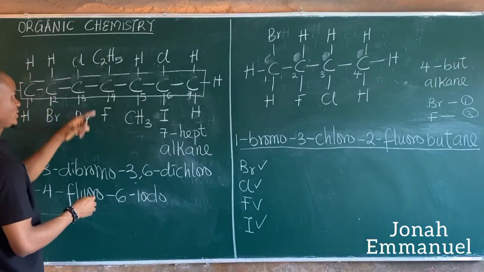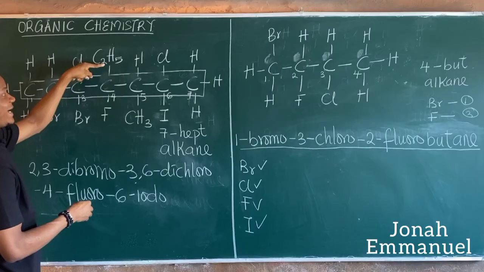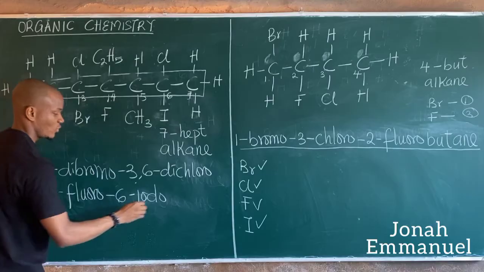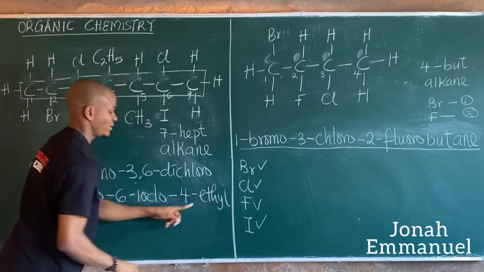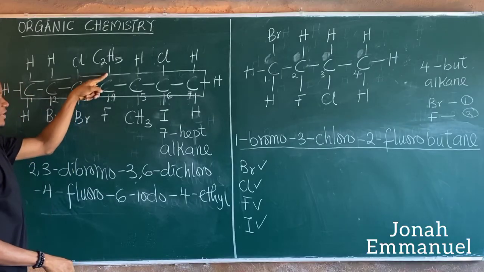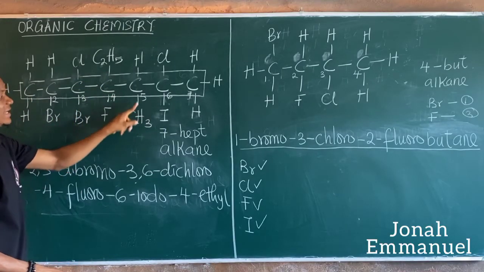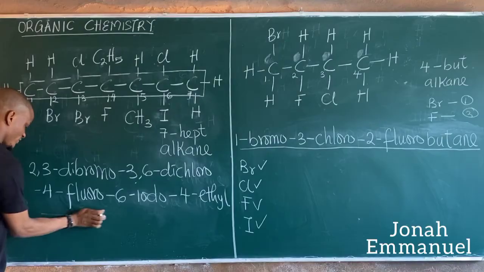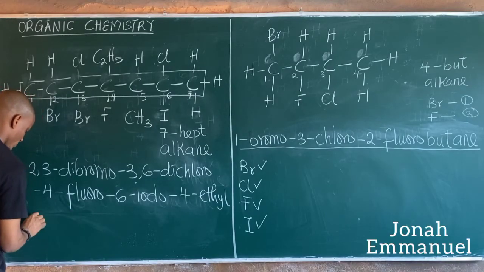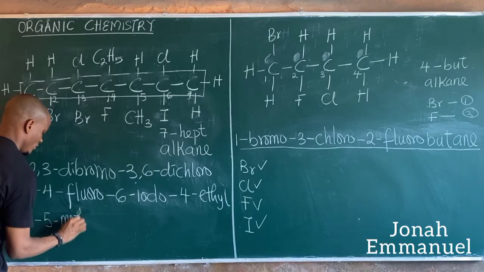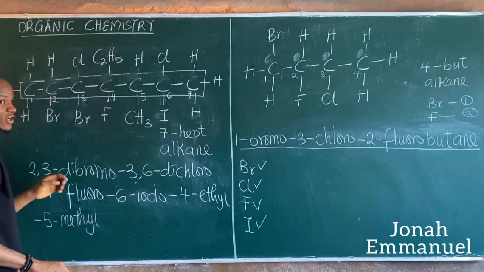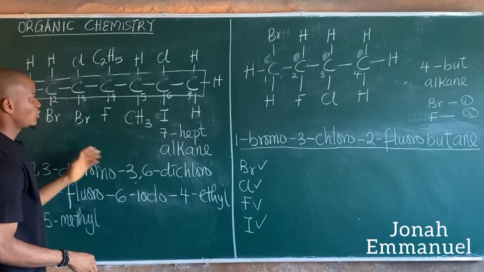For ethyl, this is ethyl here. Ethyl is attached to carbon 4, so it gives you 4-ethyl. That means ethyl is at carbon 4. From here, I can see this one here, methyl at carbon 5. So it becomes 5-methyl. Alright, so next up, I think I'm done with substituents now.